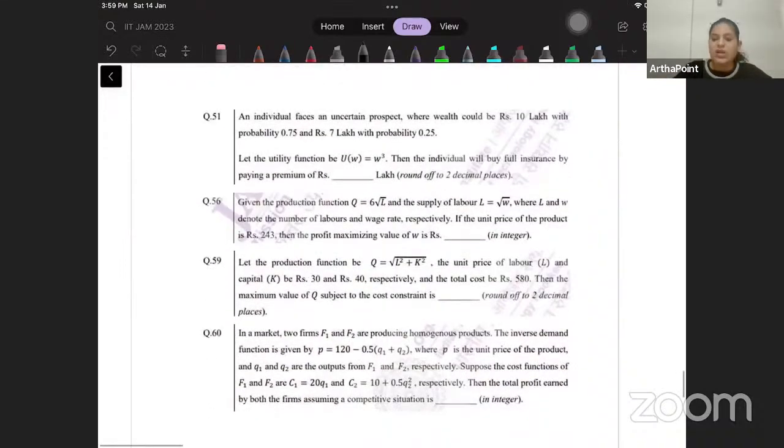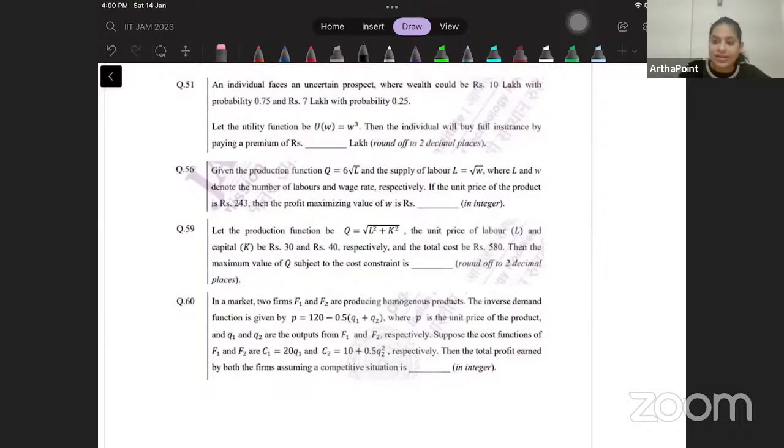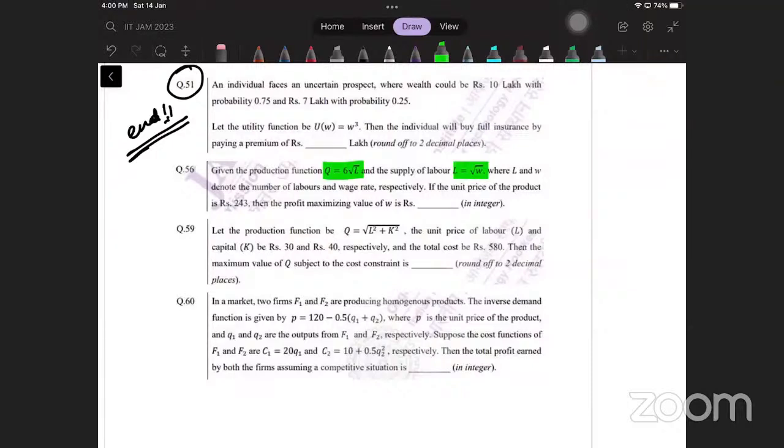Okay. Now, come to the next question. I will take this at the end because I want to explain one more concept here, which is not asked. Let's go to the next one first. Given the production function, Q is equal to 6 root L and L as root W, and you are given that unit price is 243, then the profit maximizing value of W is.